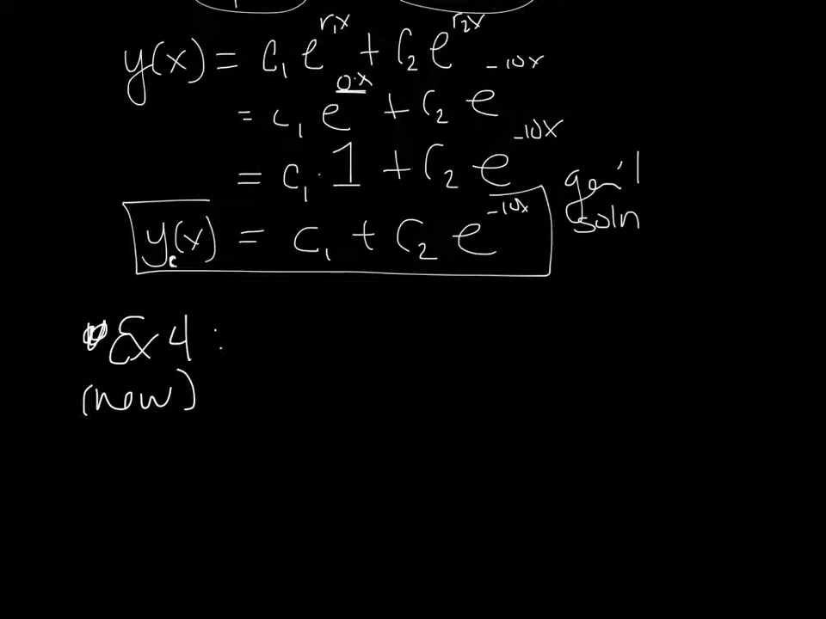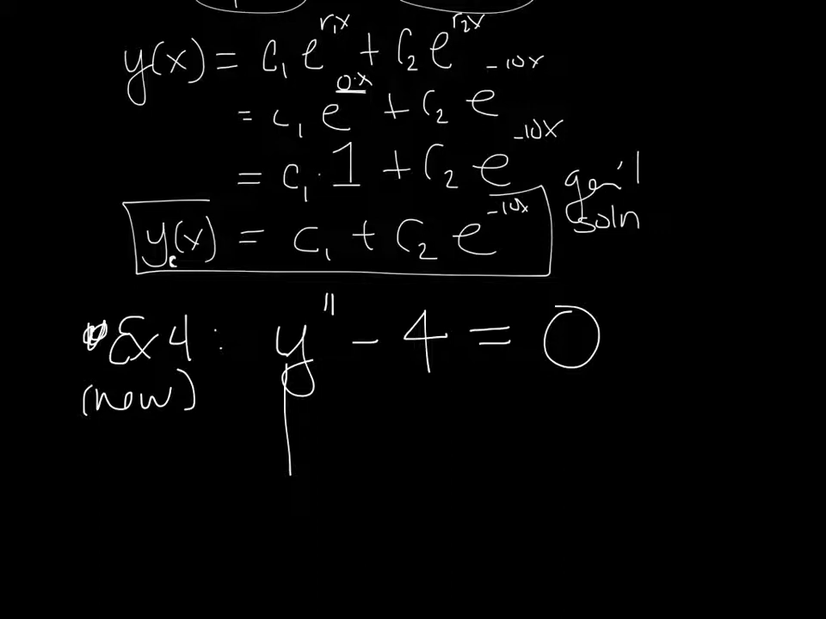So let's say we have y double prime minus 4, let's see, yeah, I do want to choose that. So again, let's use the characteristic equation to rewrite this as a polynomial. So this is going to be r squared minus 4.